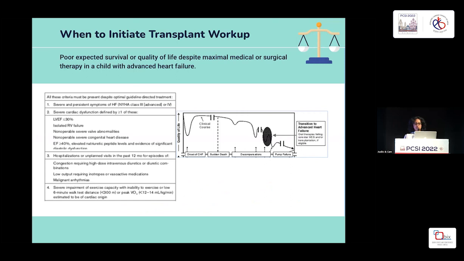There are a lot of definitions, and the standard definition of advanced failure would include severe persistent symptoms, severe cardiac dysfunction, which would be defined by EF of less than 30%, isolated ventricular failures, non-operable severe valve abnormalities, non-operable CHDs, recurrent hospitalizations either for congestion or low cardiac output, and definitely deteriorating VO2 levels with a 6-minute walk distance of less than 300 meters or peak VO2 of less than 12 to 14. So it is important to identify these children who are progressing towards advanced failure and where the oral therapies have started failing.